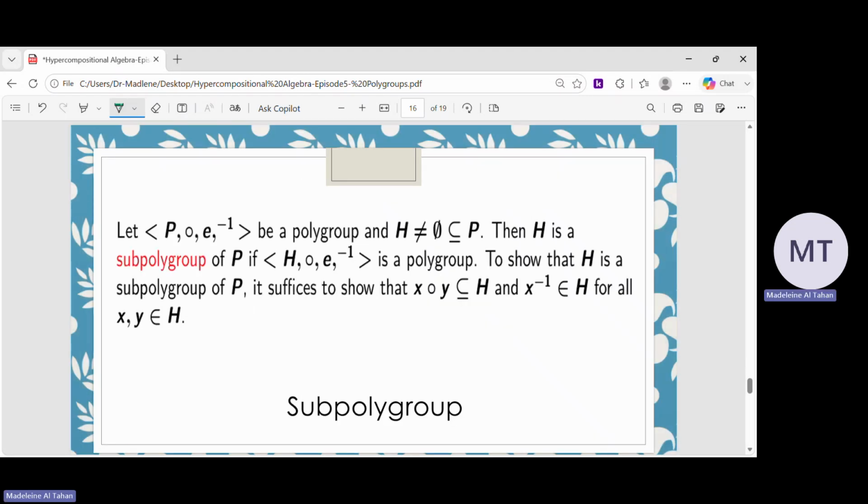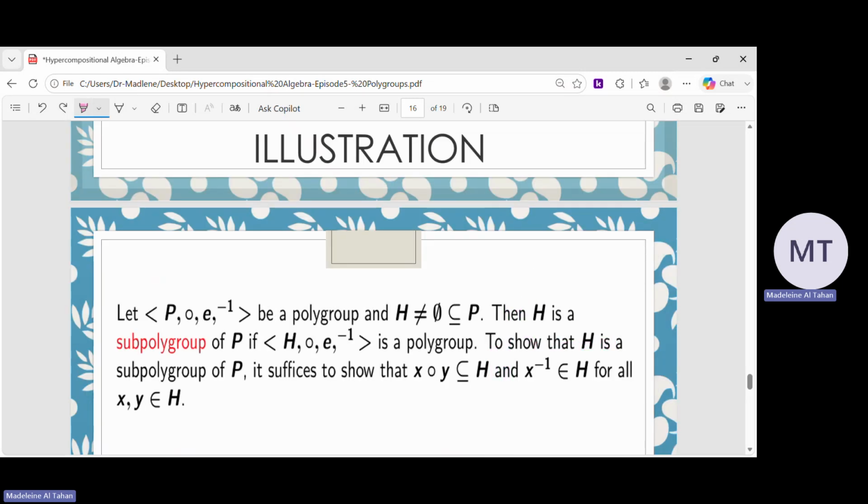Just as groups have subgroups and hypergroups have subhypergroups, polygroups do have subpolygroups. And when we say subpolygroup, of course, it shouldn't be empty, and it should be a polygroup. Now, how do we prove that it's a subpolygroup? All we need is to prove that it is closed and the inverse does exist. So these are the only things that we want to prove.